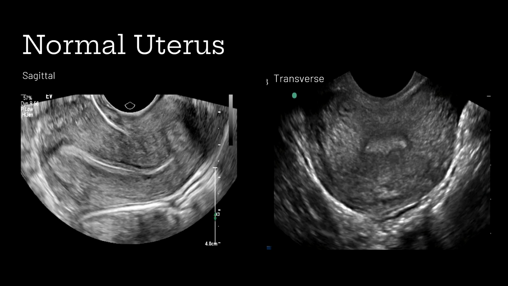These are just normal images of a normal uterus. The longitudinal or sagittal view is on the left, and the transverse view is on the right. These are both transvaginal images, and you know it is transvaginal because you can see the footprint of the probe at the top part of the screen. So this is what the normal uterus looks like in the sagittal and transverse view.